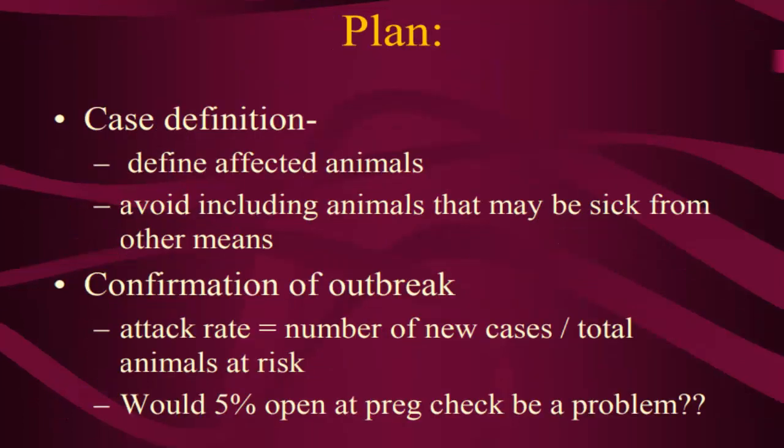Plan. Case definition: define affected animals. Avoid including animals that may be sick from other means. Confirmation of outbreak: attack rate equals number of new cases divided by total animals at risk. Would 5% open at preg check be a problem?